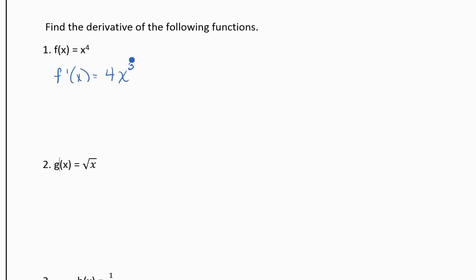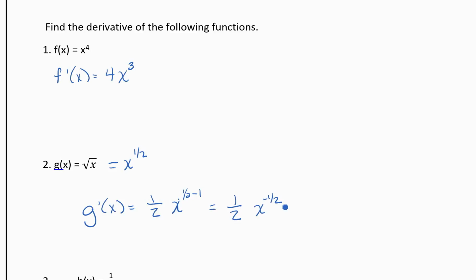Now, things that don't necessarily look like powers of x but can be written as powers of x, we can also use this rule. So here we have g of x equals the square root of x. Well, the square root of x can be written as x to the 1/2. And so we can use this power rule to take the derivative. So g prime of x, we would bring down the 1/2, it would be 1/2 x. And then we subtract 1 from 1/2, so we think of 1/2 minus 1. So this becomes 1/2 x to the minus 1/2.